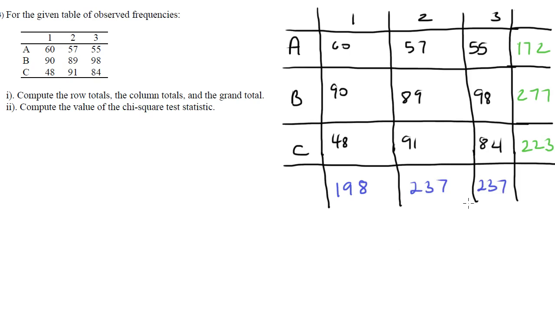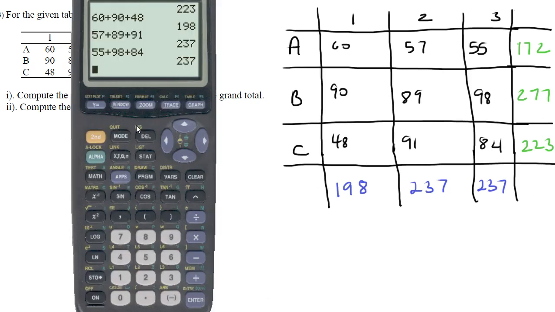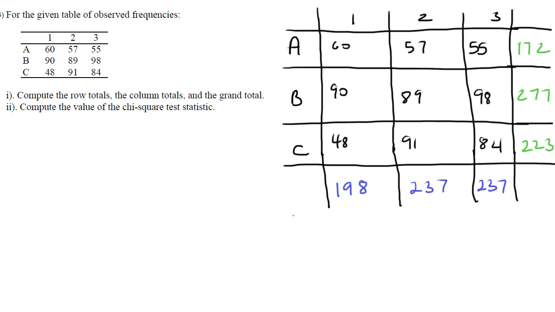Now, when I add up my row totals and my column totals, I should get the same value as my grand total, right? So 198 plus 2 times 237, and 172 plus 277 plus 223, 672. That's my grand total. Okay, so I've gotten step 1 complete. Row totals, column totals, and the grand total. All right, so the grand total is in that color.